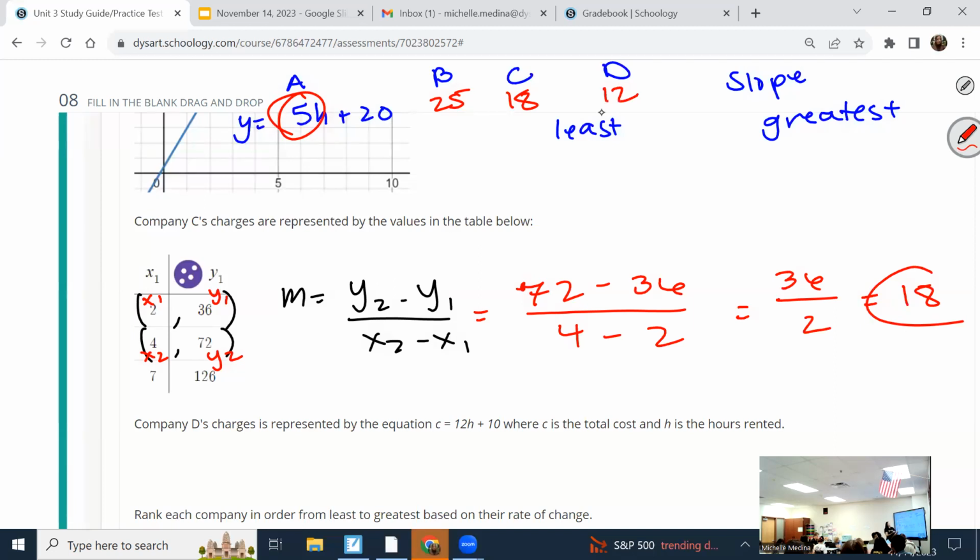So which one should go first? A. And then, that's what you'll do on your test. You'll find the slopes of them all and rank them however way they say. They might say greatest to least. This one said least to greatest. Good on that one?